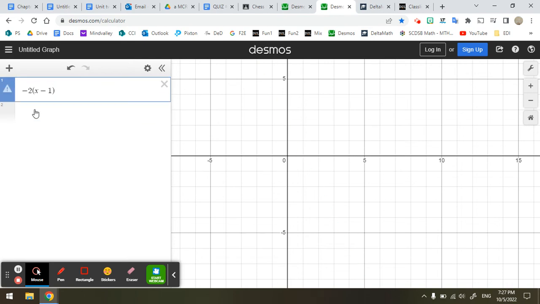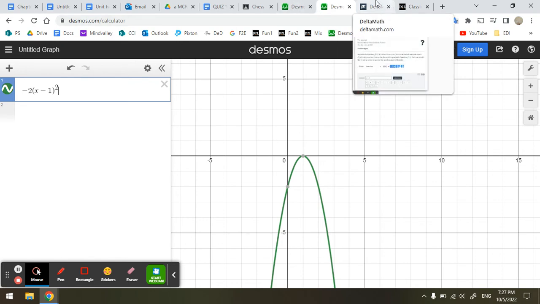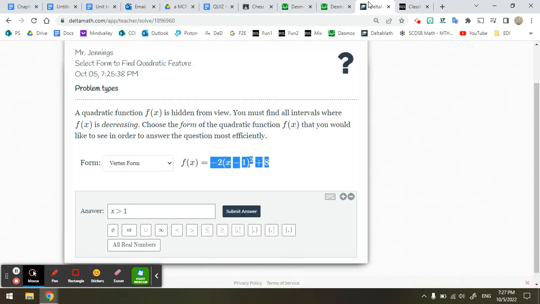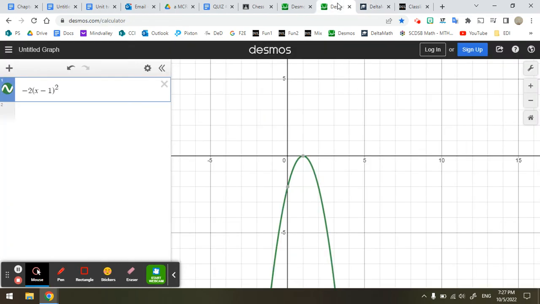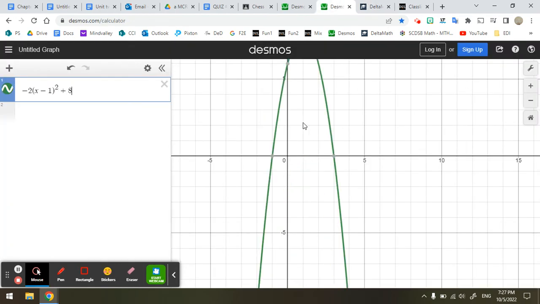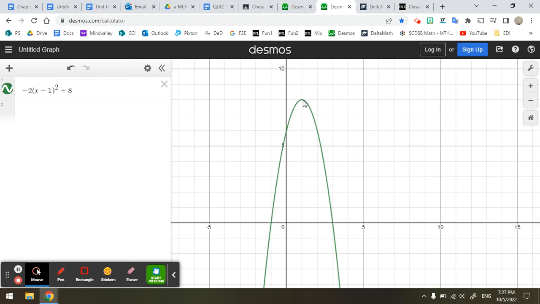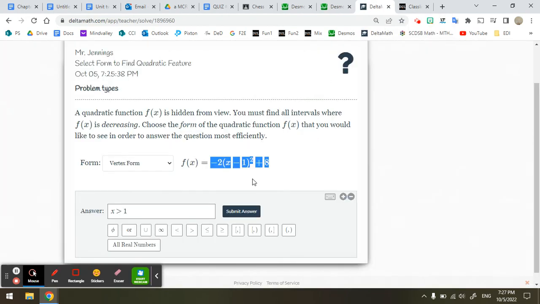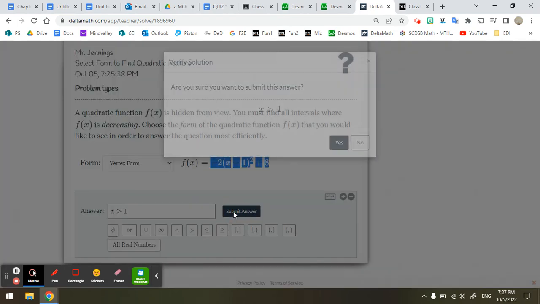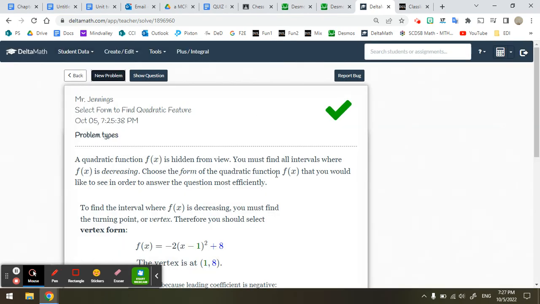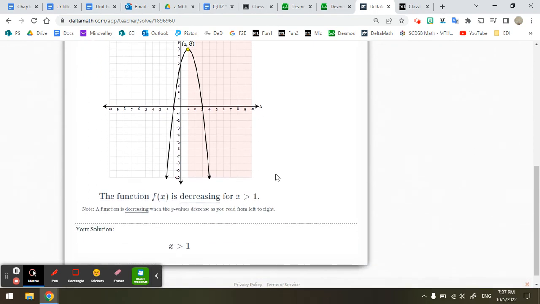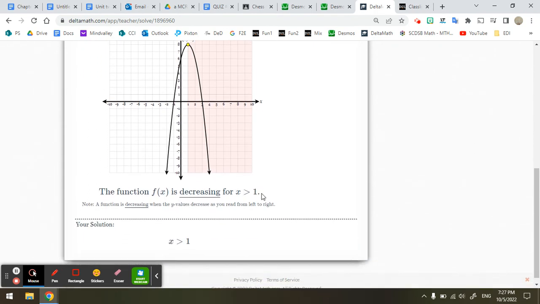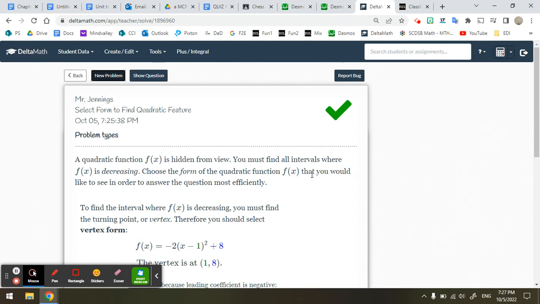Negative 2(x minus 1) squared plus 8. And I said that f of x would be decreasing when x is greater than 1. See how f of x is decreasing. So it matches my mental visualization. I'm happy with that answer. Submit it. Hooray! The function is decreasing for that.